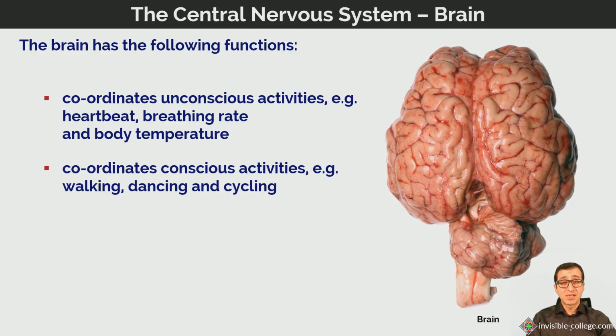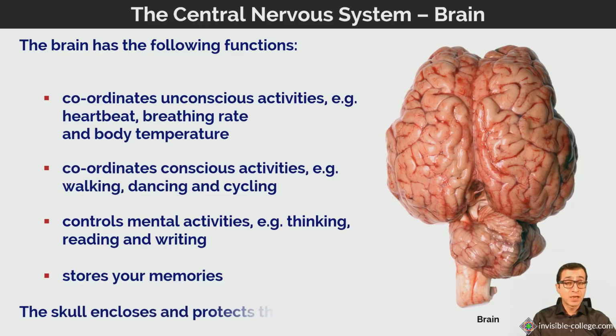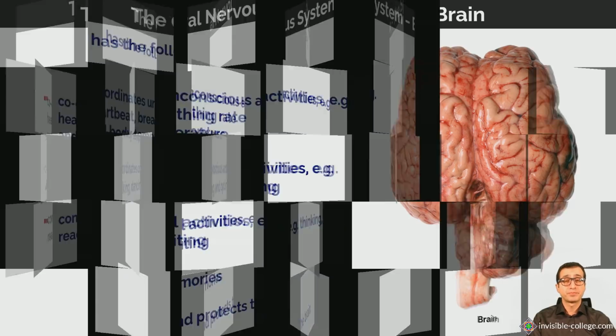And so the mental activities, the thinking, reading, and writing, also are controlled by the brain, and it's also a store of memories. So these are the general functions of the brain, and of course the skull is the bony protective enclosure that protects the brain.